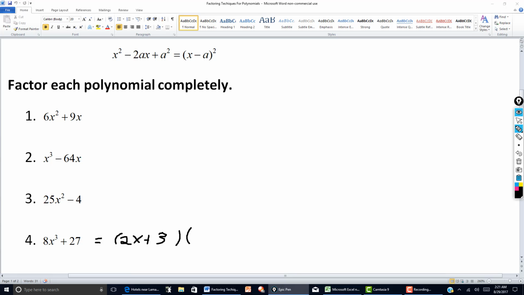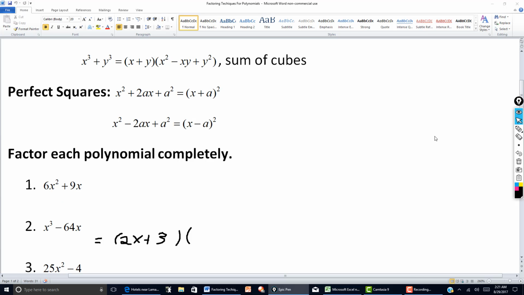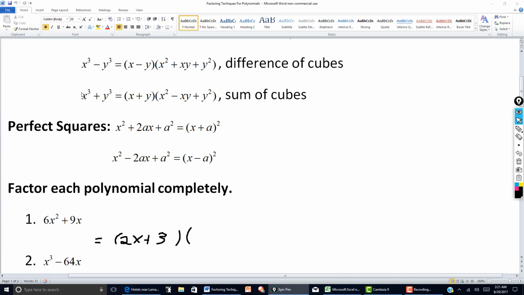So just to review the formula over here. Sum of cubes, notice here, if it's a sum of cubes, the first factor is the sum of the cube roots, and the second factor is the square of the first root, in this case x squared, minus the product of the two roots, that's xy, plus the second root squared, that's y squared. Okay.